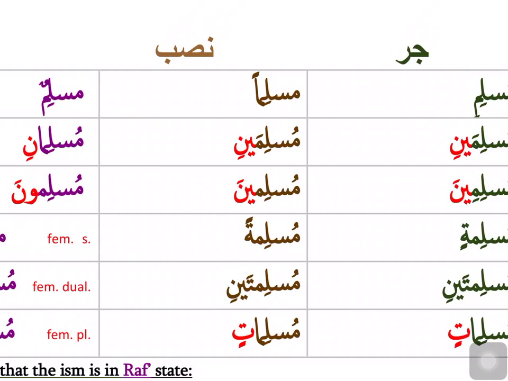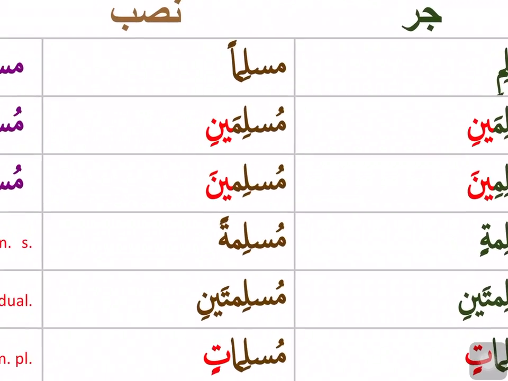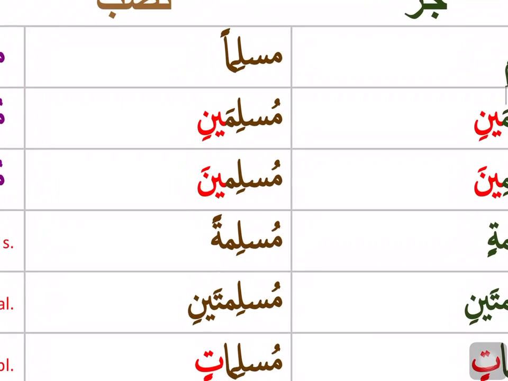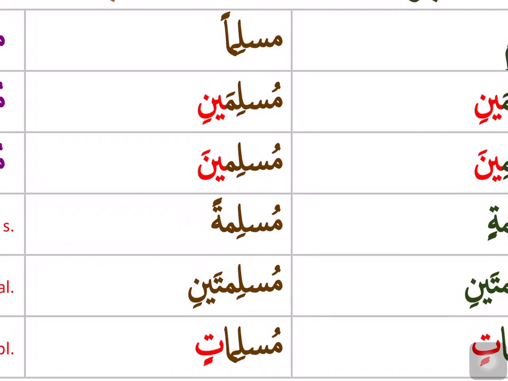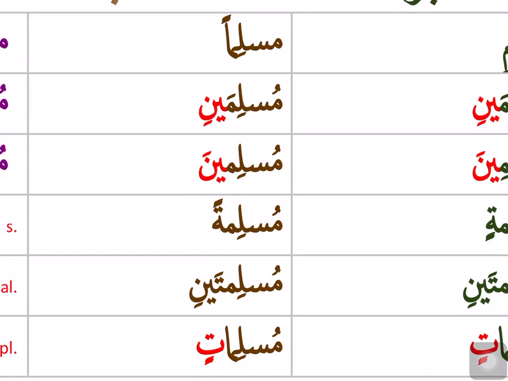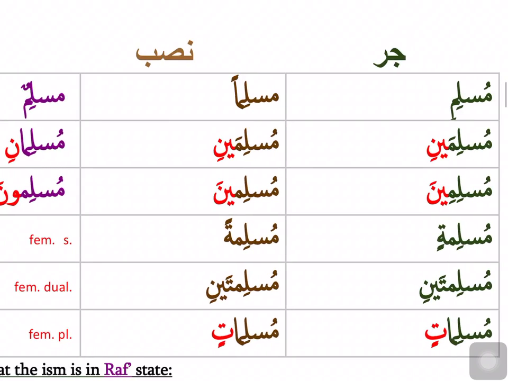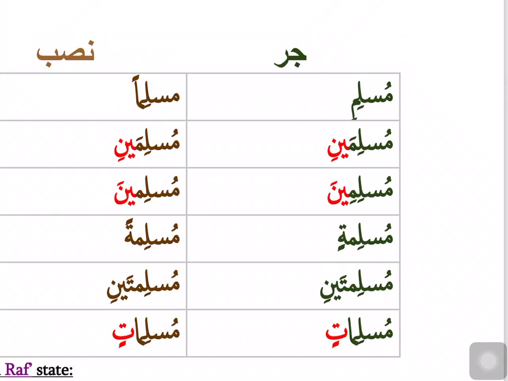What about nasb? If you see the ending aini or the ending ina or atin, or if none of these endings is present but you see a fatha on the last letter, these are indicators that the ism is probably in nasb status. What about jar? If the ending is aini, ina, atin, or the last letter has a kasra, these are indicators that the ism is probably in jar status.